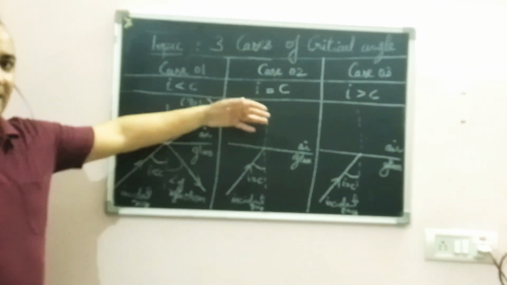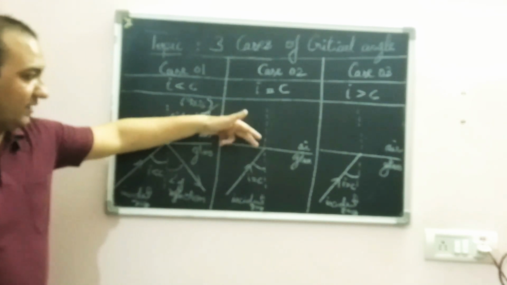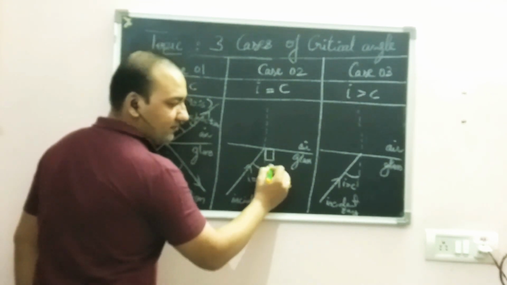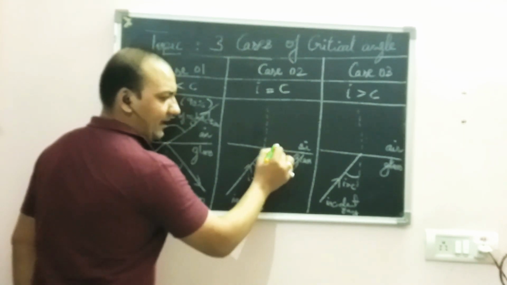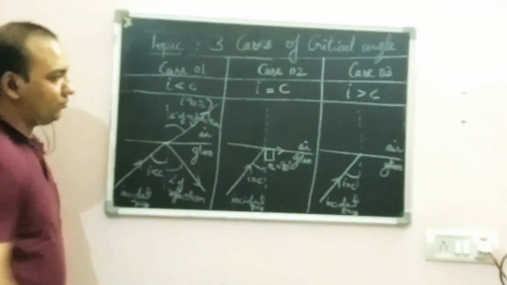This is a slightly unique case where angle of incidence becomes equal to the critical angle, and as we discussed, now the angle of refraction of light will become 90. So the ray will pass like this, just as we discussed. Right. This was case 1, that's case 2.